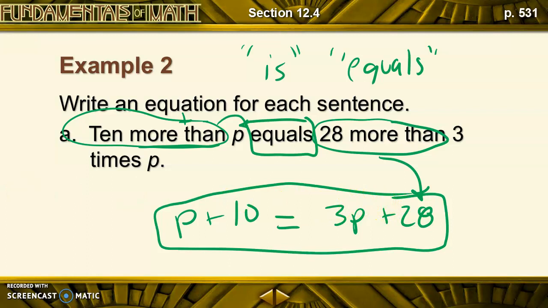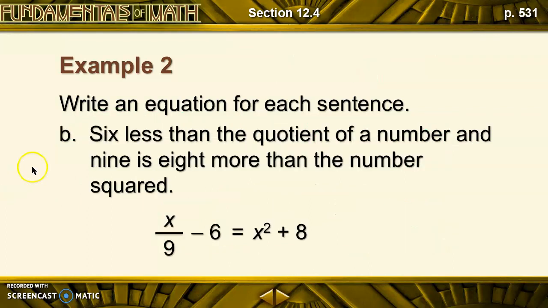Cool. All right, example B. This one looks a lot more complicated, so I went ahead and left the answer here, and we're going to see if this makes sense. The first thing we should find and pinpoint is our word of equality. It says 6 less than the quotient of a number and 9 is, so that's our equal sign. Everything on the left of that should be 6 less than.